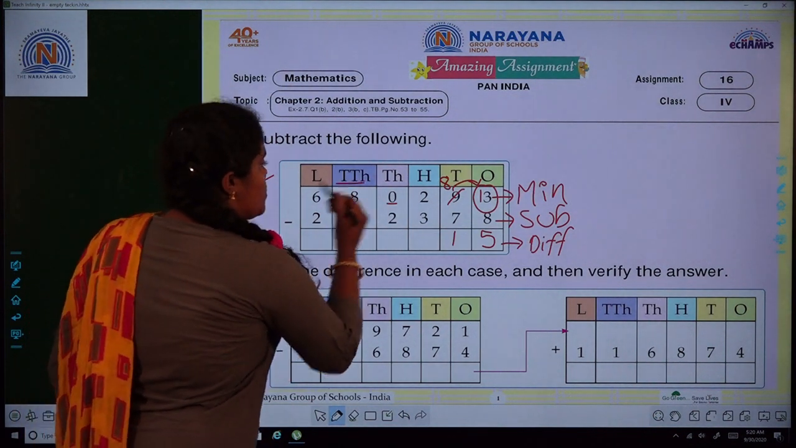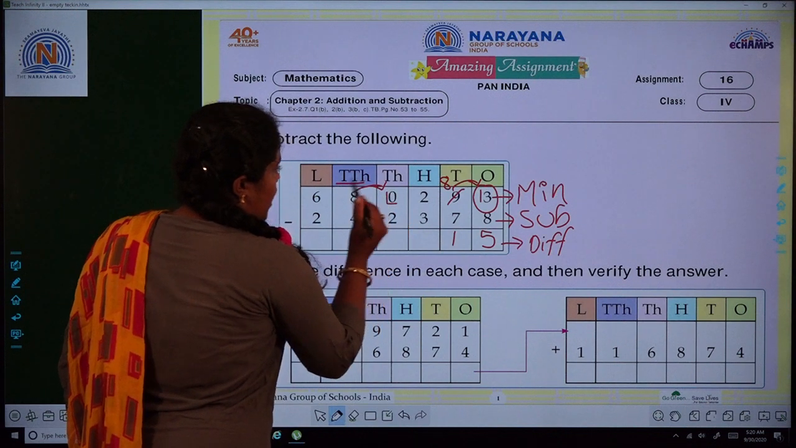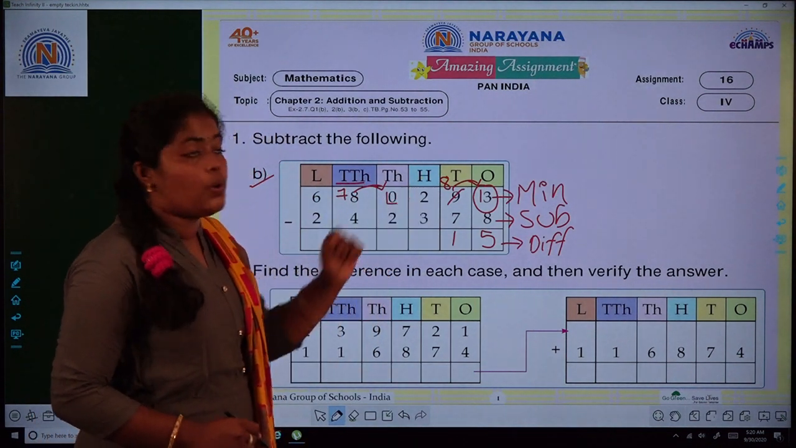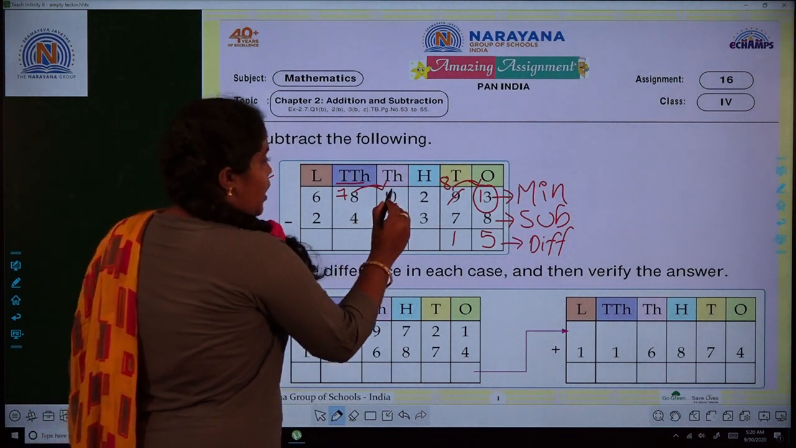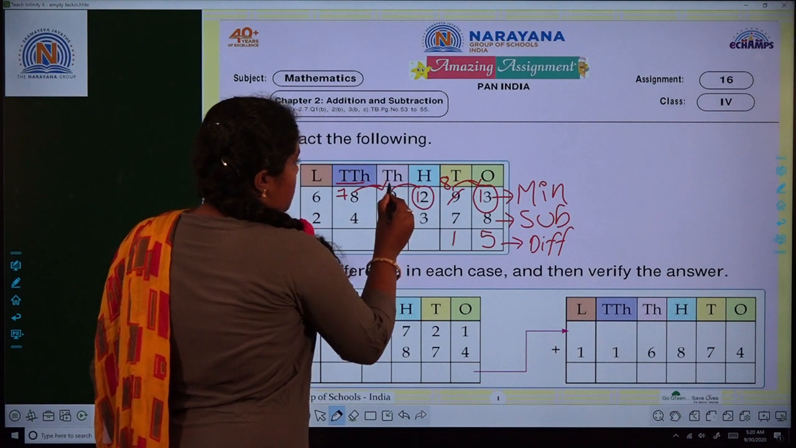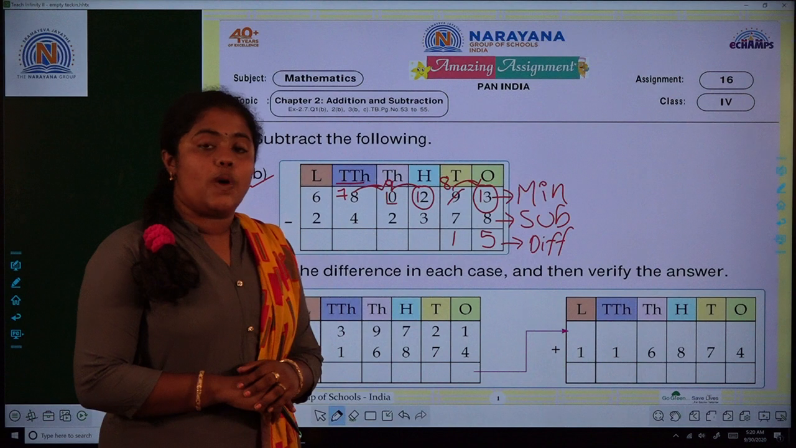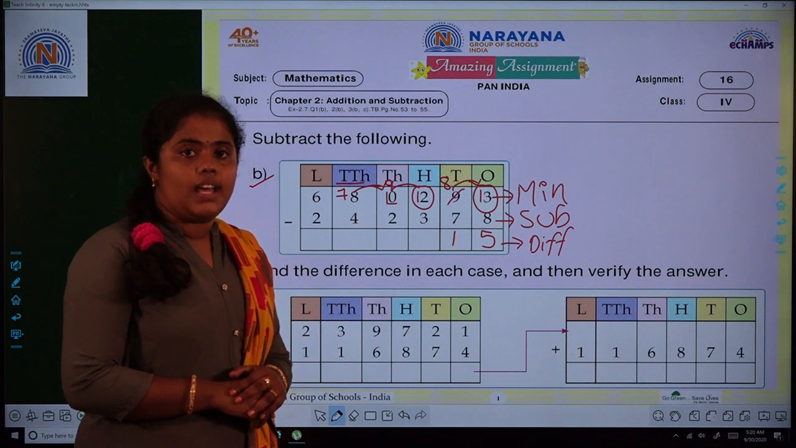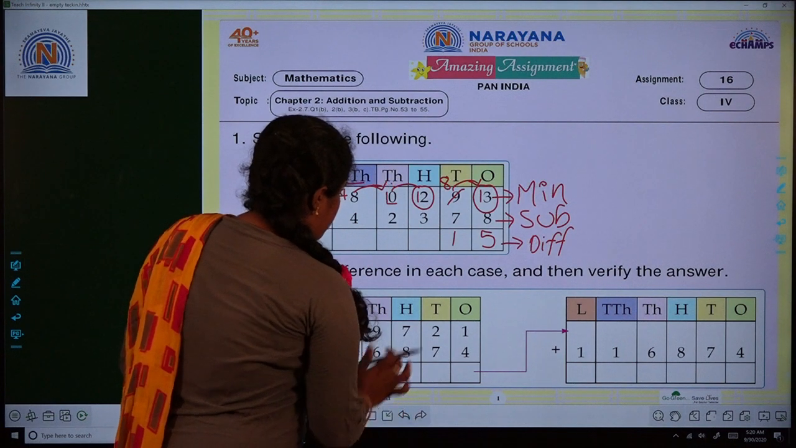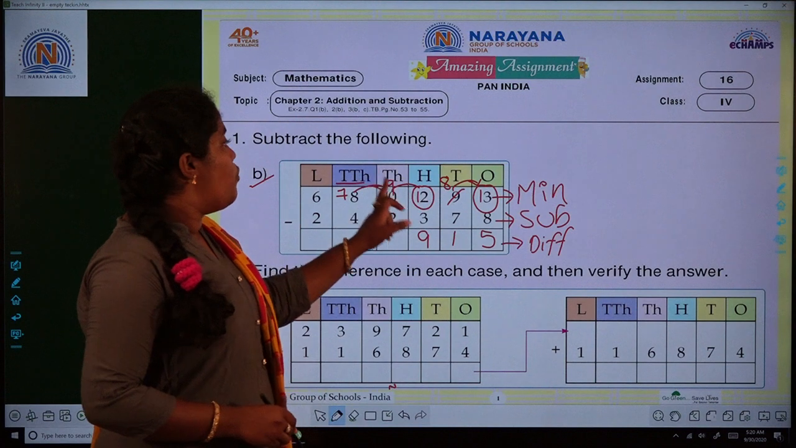Here 10,000. It will give 1 to the thousands place. It becomes 10. It makes 7. Now it is able to give the borrow to the hundreds place. It becomes 12. It makes 9. Okay, 12 minus 3. We get the answer 9.